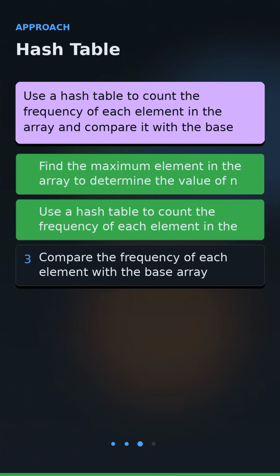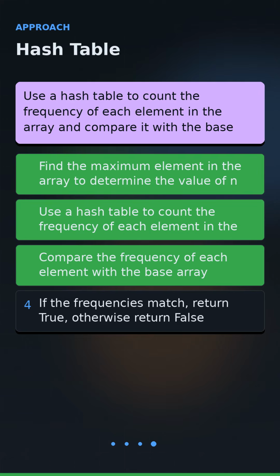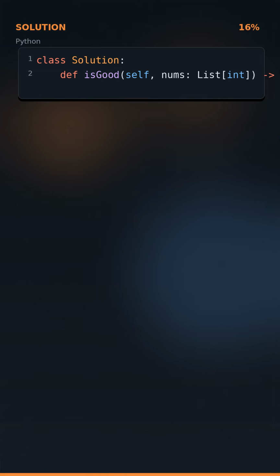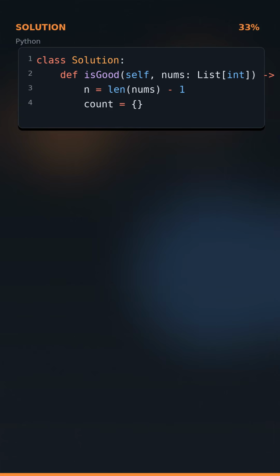The key insight here is to find the maximum element in the array, which will give us the value of n. We can then use a hash table to count the frequency of each element in the array and compare it with the base array. If the frequencies match, then the array is good, otherwise it's not.